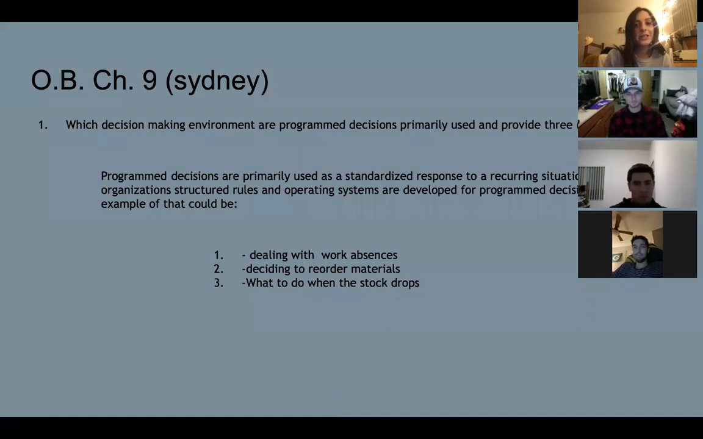So to start off, we are starting with OB Chapter 9, and the question was, in which decision-making environment are program decisions primarily used, and to provide 3 examples within that. Program decisions are primarily used as standardized responses to a reoccurring situation.